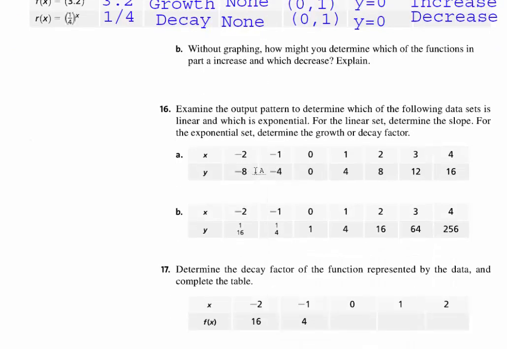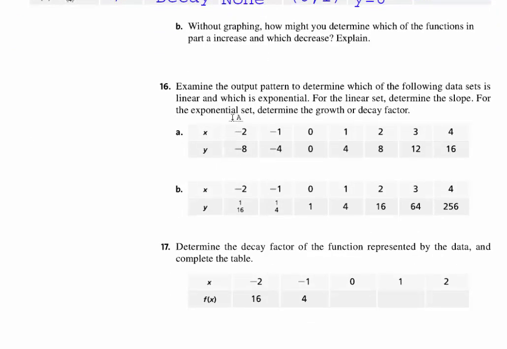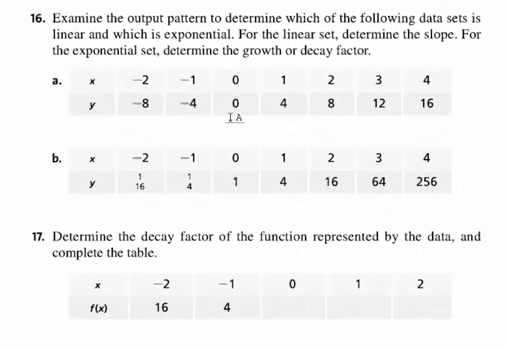Two more tables that come up quite often would look like question 16. Look at the output and determine if the data is linear or exponential. If it's linear, give me the slope. If it's exponential, give me the growth or decay factor. A quick way to tell if something is linear is if the successive differences are the same, meaning if I subtract 16 minus 12 and 12 minus 8 and get the same answer, we know it's linear. If I divide 16 by 12 and 12 by 8 and 8 by 4 and get the same answer, then we know it's exponential. Okay, so let's write that down.